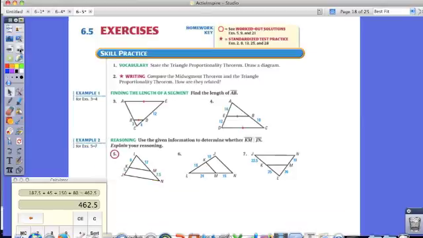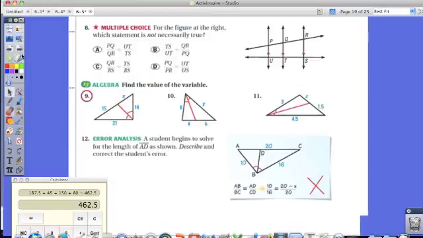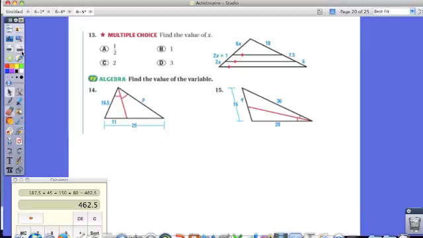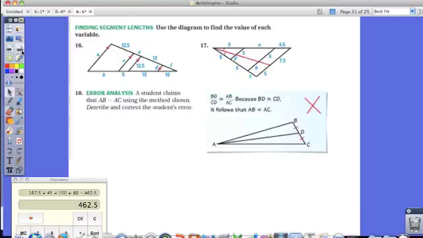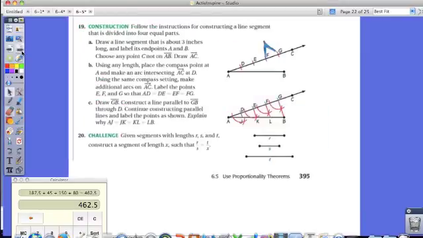And here are the problems that your homework comes from. We'll do constructions in class this week. We'll do that construction.